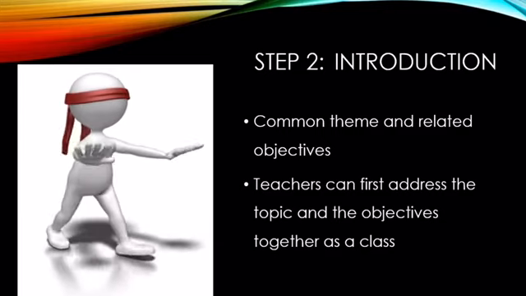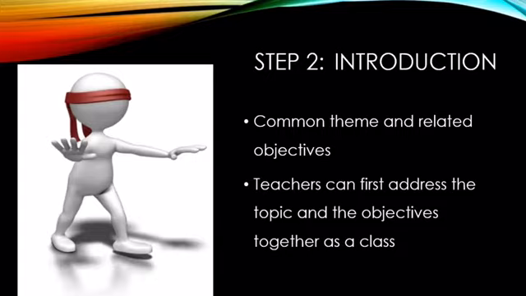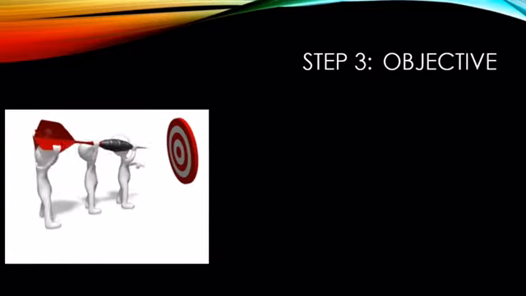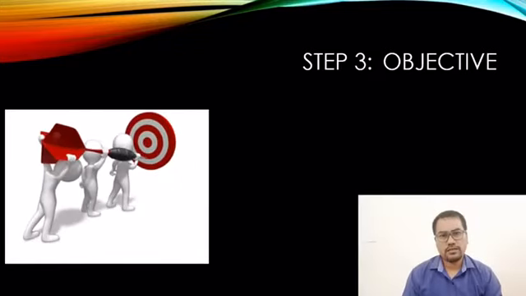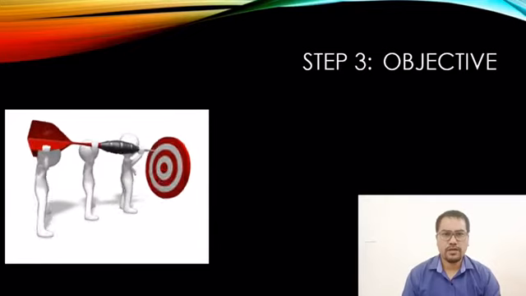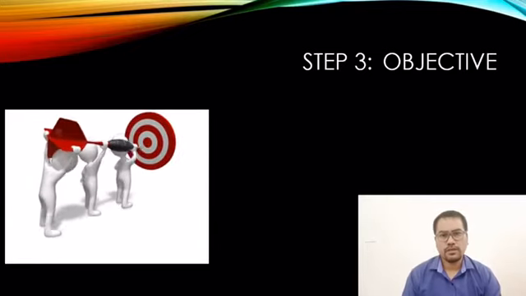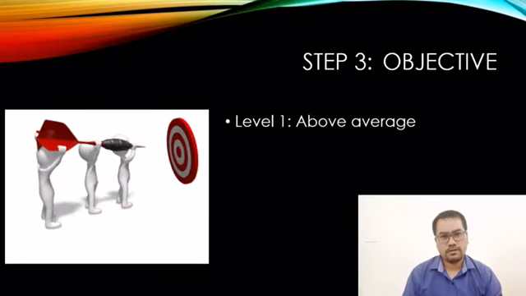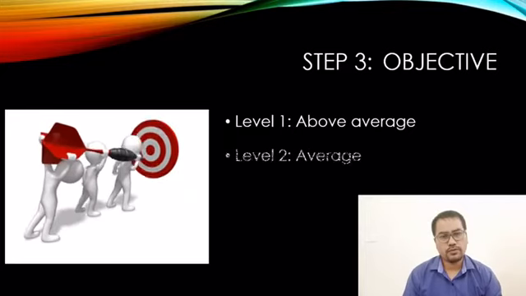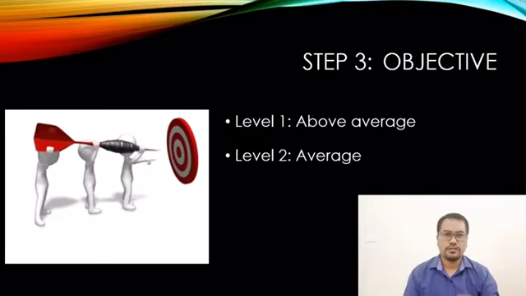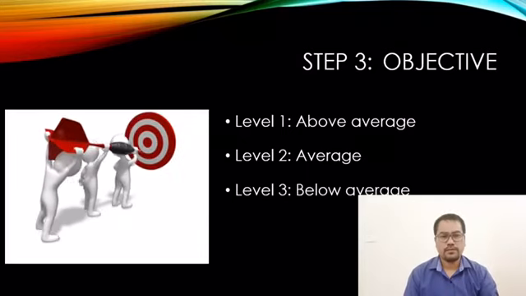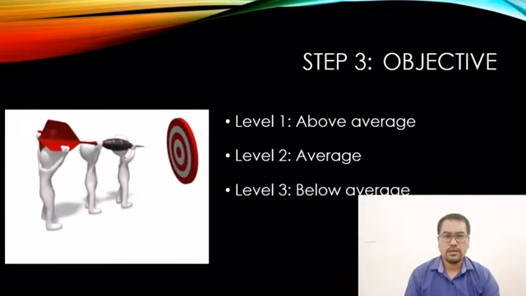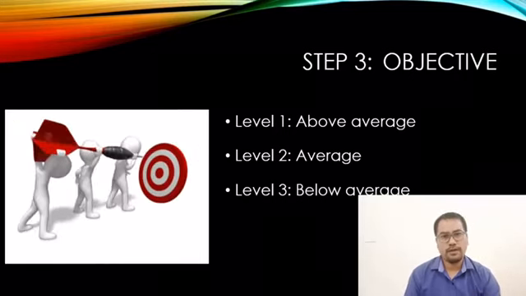Now, a very important component of the lesson, which will also be new to you all, is objective. In this lesson, instead of one objective, we are setting three objectives for three different levels. Level 1 for above average group, level 2 for average group, and level 3 for below average group. This ability is on the basis of their performance, on the basis of their capability of learning, right?